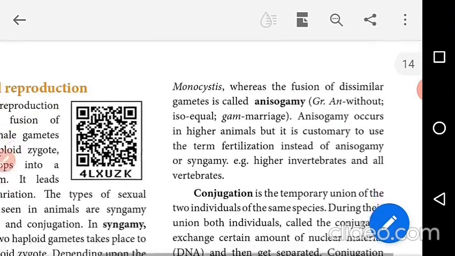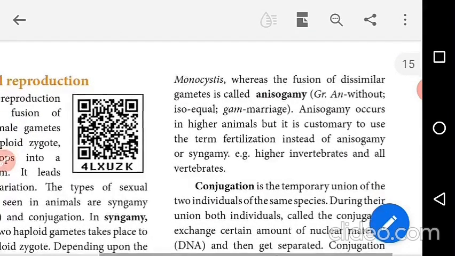Anisogamy occurs in the higher animals, but the customary term is the fertilization. இவ்வகை வேறுபட்ட இனச்செல் சேர்க்கை எனப்படுகிறது. இவ்வகை கருவுறுதல் உயர் வகை விலங்குகளில் நடைபெறுகிறது. ஆனால் ஒருங்கிணைவு சிங்கமி என்ற வார்த்தையை கருவுறுதல் என்னும் வார்த்தையை பயன்பாட்டே நடைமுறையில் காணப்படுகிறது.